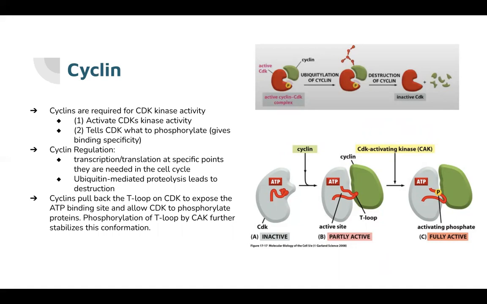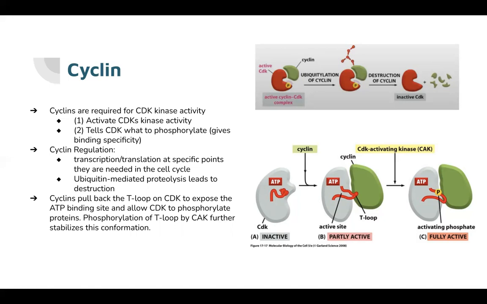So cyclin regulation is a little bit different. It's more regulated by transcriptional and translational control. If we need a specific cyclin for S phase, transcription factors are going to increase the transcription of cyclin, which is eventually going to get translated into a protein. So it's controlled on the transcription and translation level.